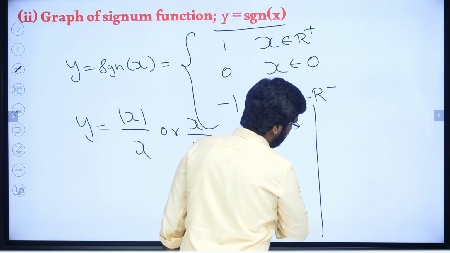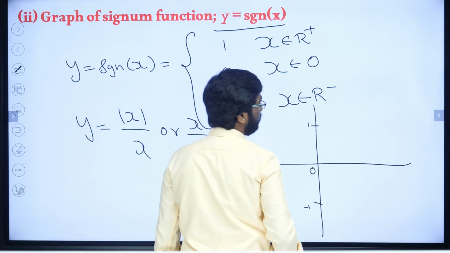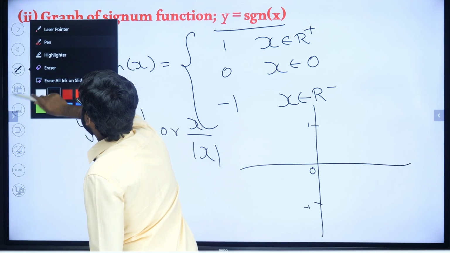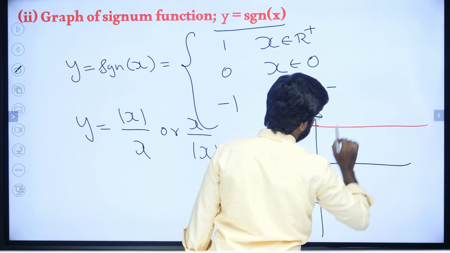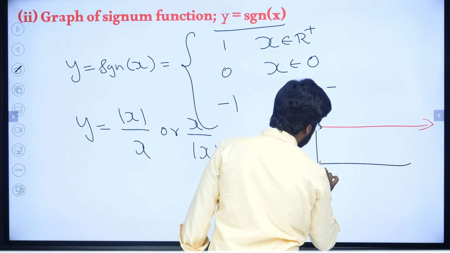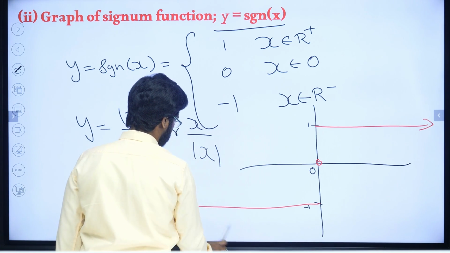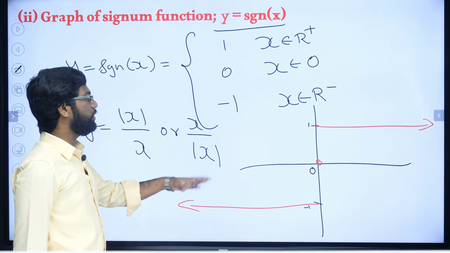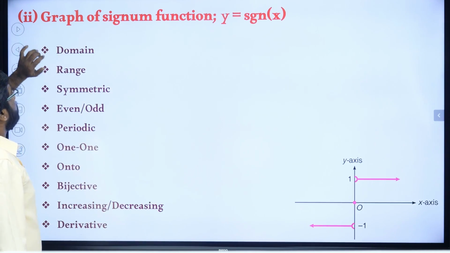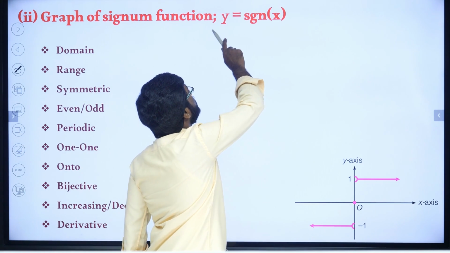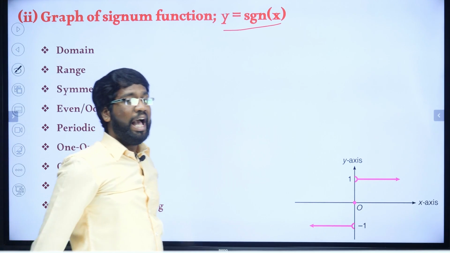So my graph also looks like this, with 0, 1, minus 1. For R plus, it goes like this, 0 like this, and minus 1, it goes like this. Okay, my dear students, this is how the graph will be. I hope you understood it well. Now let's move on. Now y is equal to signum of x. For this, we are going to do the entire research, and this is the graph.